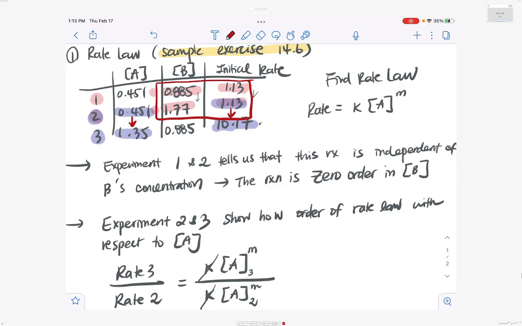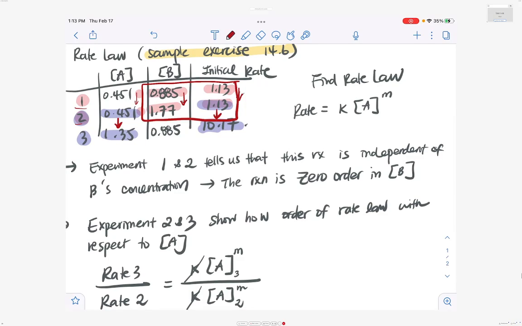When the A concentration is held constant in experiment 1 and 2, when you increase the concentration of B, did the rate change or not? Yes or no? No. That tells us that the concentration of B does not affect the rate. Okay, I see it now.